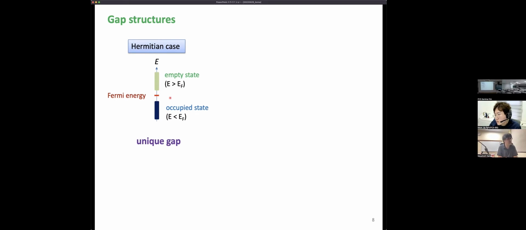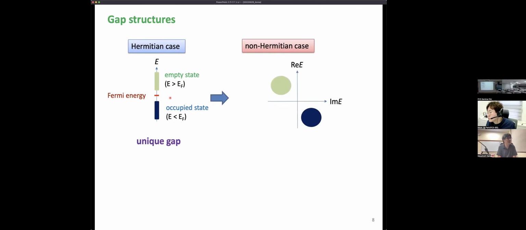However, the situation can be different in non-Hermitian systems. In non-Hermitian systems, energy can be complex. So we need to consider the complex energy plane. But even in this case, we can define a gap by using the Fermi energy line.